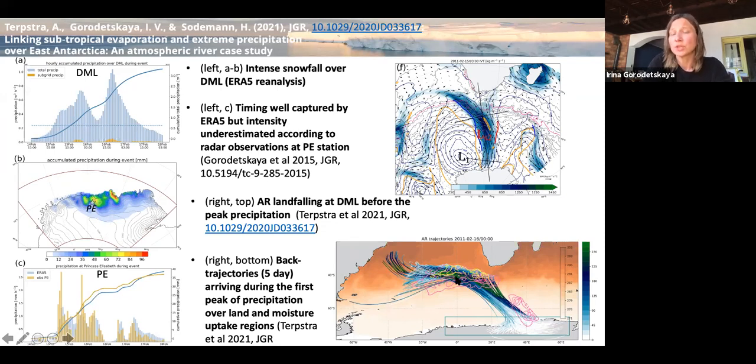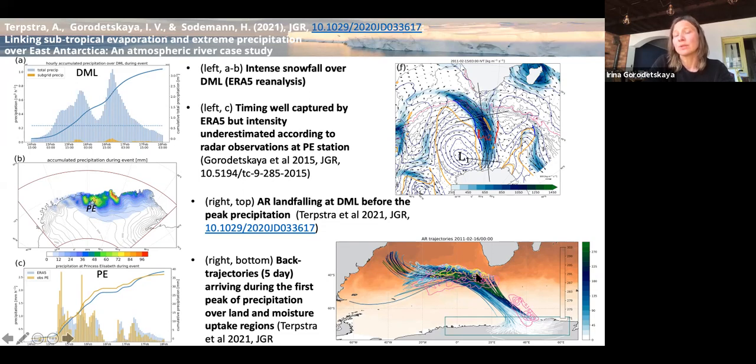These are the trajectories associated with the precipitation. Here in the box, that was during the peak of the precipitation event. These 5-day trajectories show that they were extending all the way to the subtropical ocean and the Atlantic Ocean.